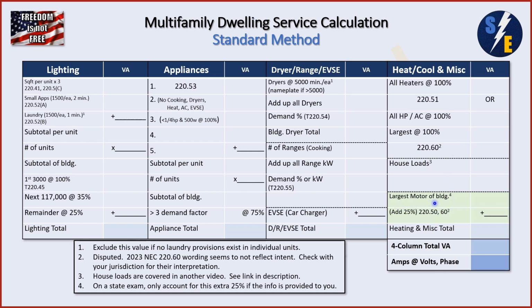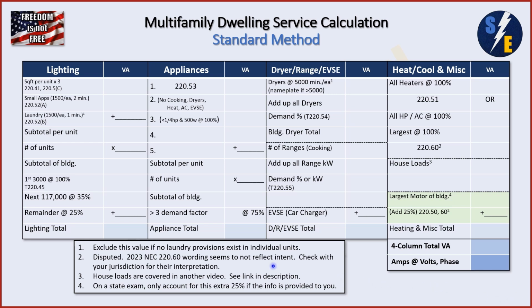But we're going to take the largest motor of the building, add 25% to that, and then add that to our value here. And then that's going to give us our heating and miscellaneous total. Once we have that, we're going to add up the 4 column totals and come up with a building total VA. After we have that, we can divide by our volts, keeping in mind what phasing we have, and that's going to give us our amps. Once we have that, we can size our conduit, our feeders, and so forth.